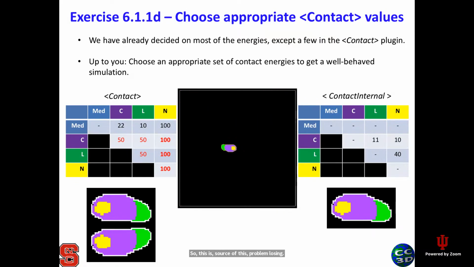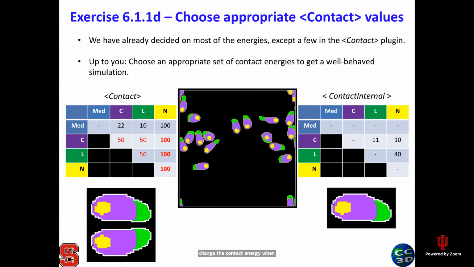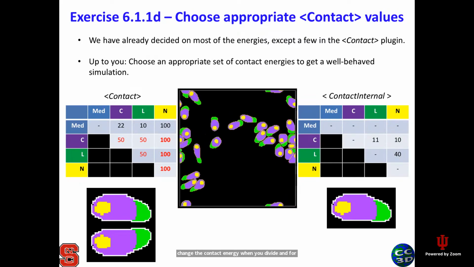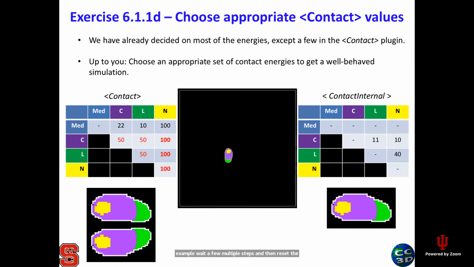Losing compartments. And I tested solutions, for example. I didn't test one possible solution, which would be to change the contact energy when you divide, wait a few Monte Carlo steps and then reset the energies. I didn't test that, but I tested, for example, setting the lambda volume very high, and it didn't work. I tried other stuff as well. But yeah, this is not a simple problem.